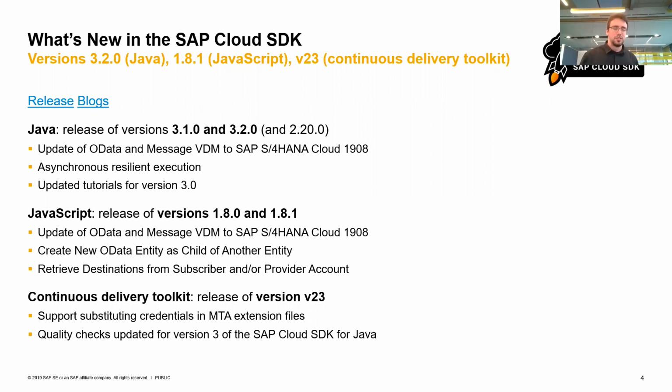For the continuous delivery toolkit, we have version 23 now, and we now support the substitution of credentials and MTA extension files, as well as updated quality checks for version 3 of the Cloud SDK. So of course, we're still updating and keeping all security-related changes in the best condition and best practice we can.